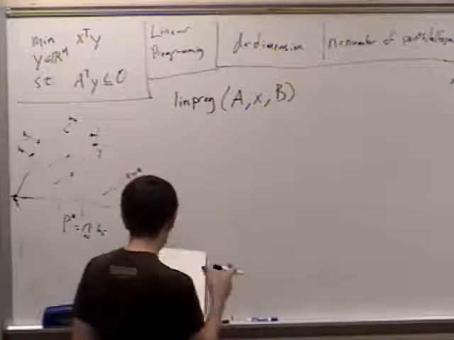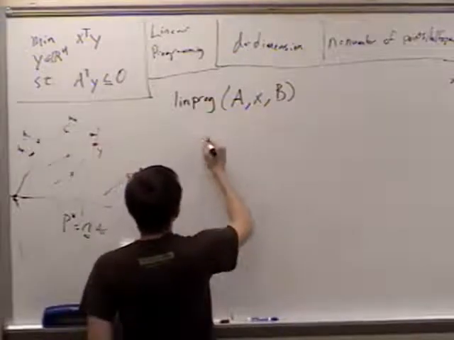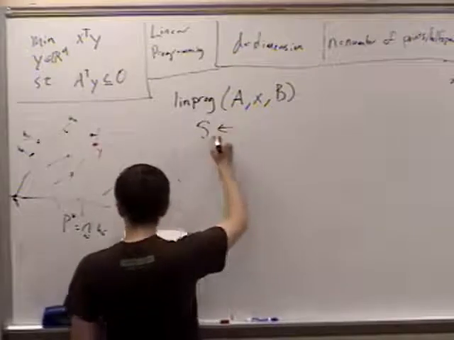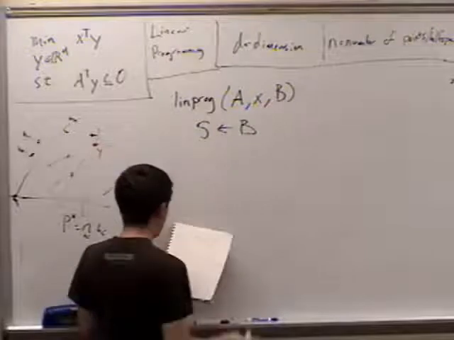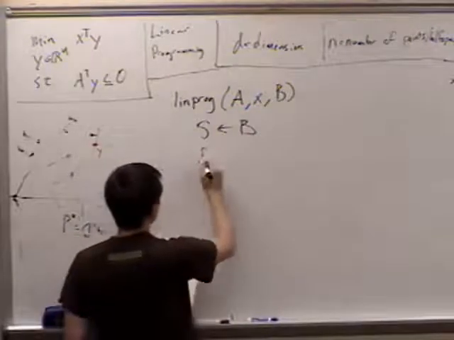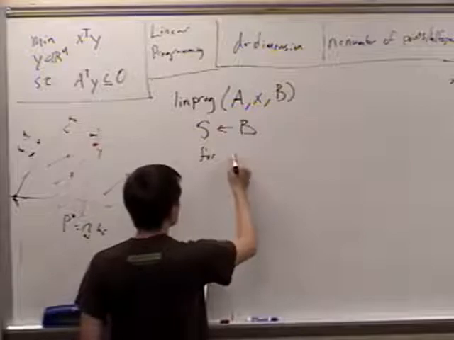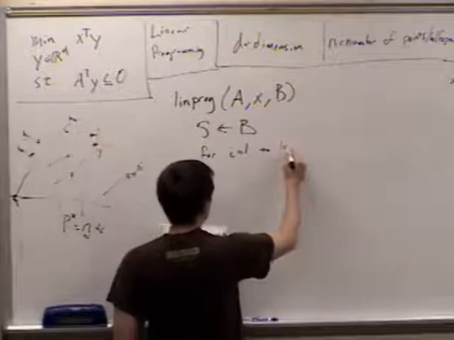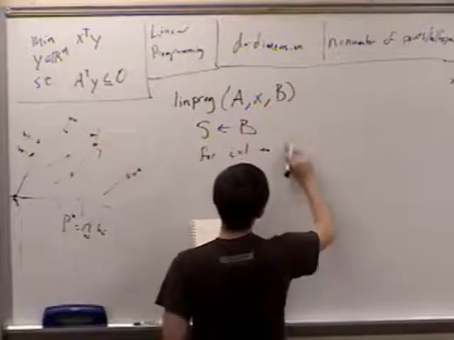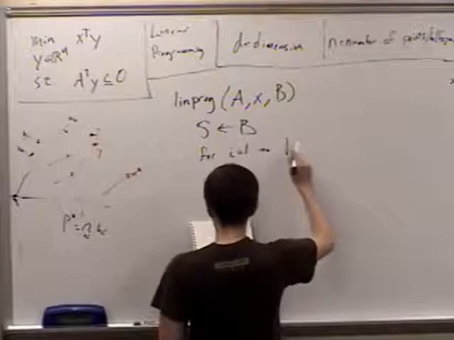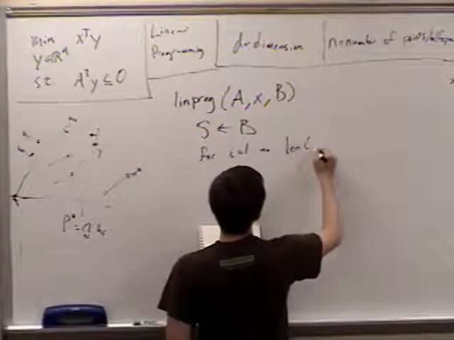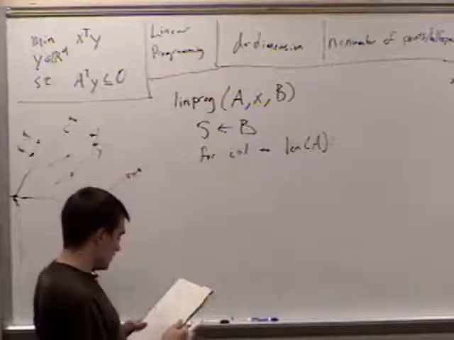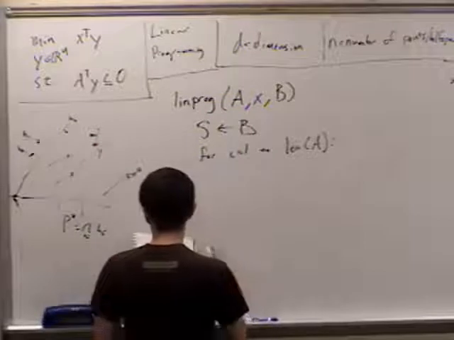Here's the idea. We're first going to make a local copy of B, which we'll call S, and store it off to the side. Then we'll loop over all of the half spaces in A. So we'll say for i equals 1 to the length of A. This is basically just, for each of the columns in the matrix A, so we're just going to loop over all columns.